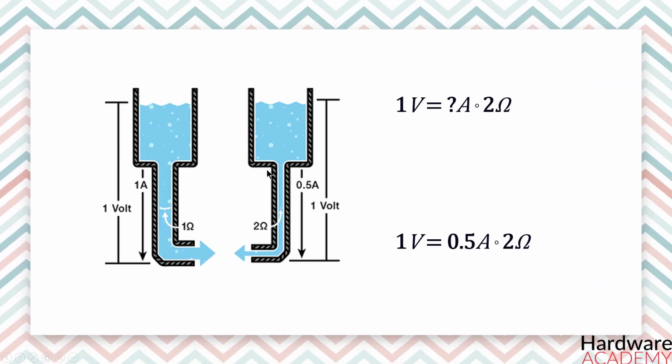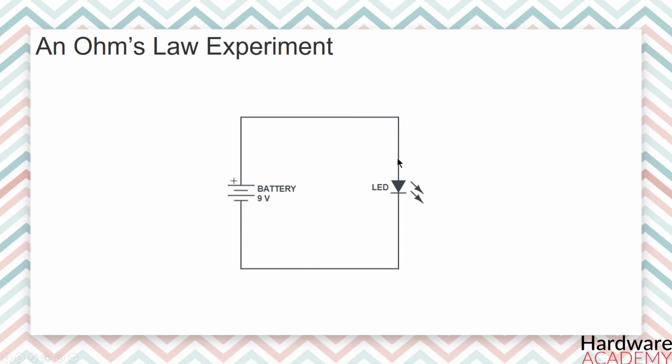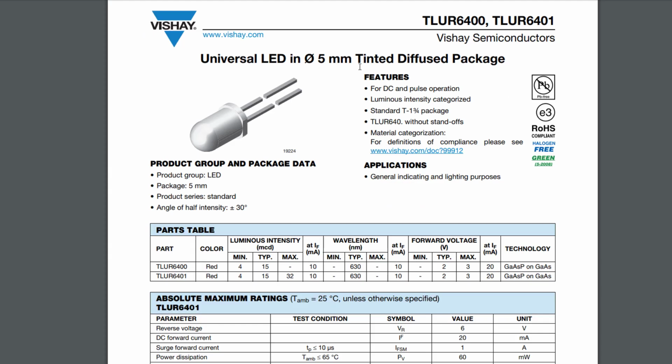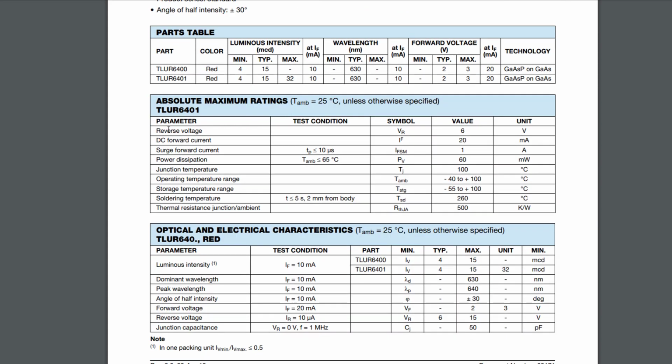And now it's time for us to do an experiment. For this experiment, we want to use a 9 volt battery to power an LED. LEDs are fragile and can only have a certain amount of current flowing through them before they burn out. In the documentation of an LED, there will always be a current rating, and this is the amount of current that can flow through the particular LED before it burns out.